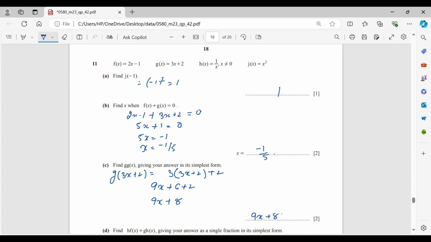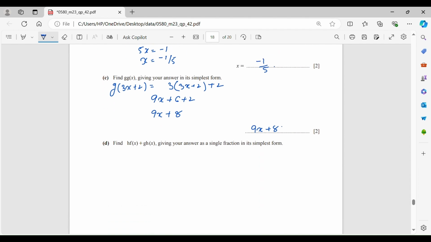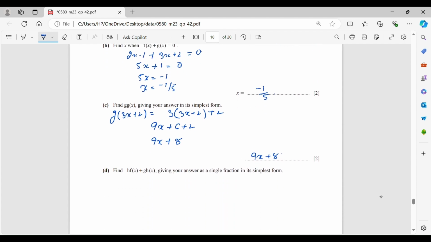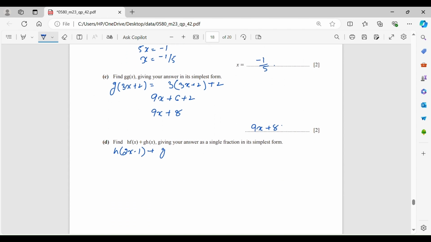Now next part, D part: h of f(x) plus g of h(x). Give your answer in a single fraction in its simplest form, right? Now h of f(x). Now h of f(x), f(x) is 2x minus 1. H of 2x minus 1, we have to find, plus g of h(x). h(x) is 1 by x.